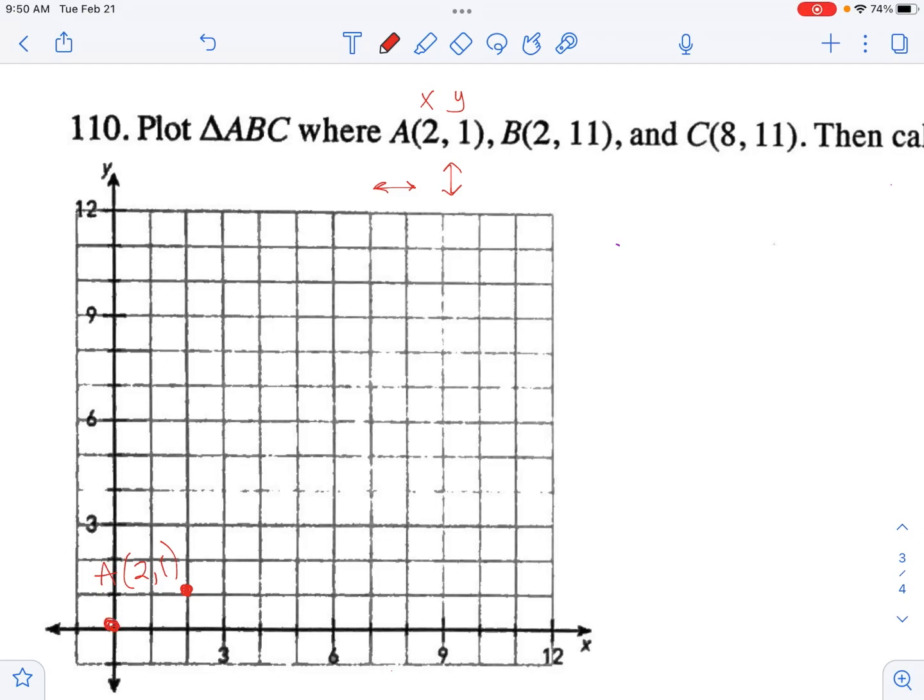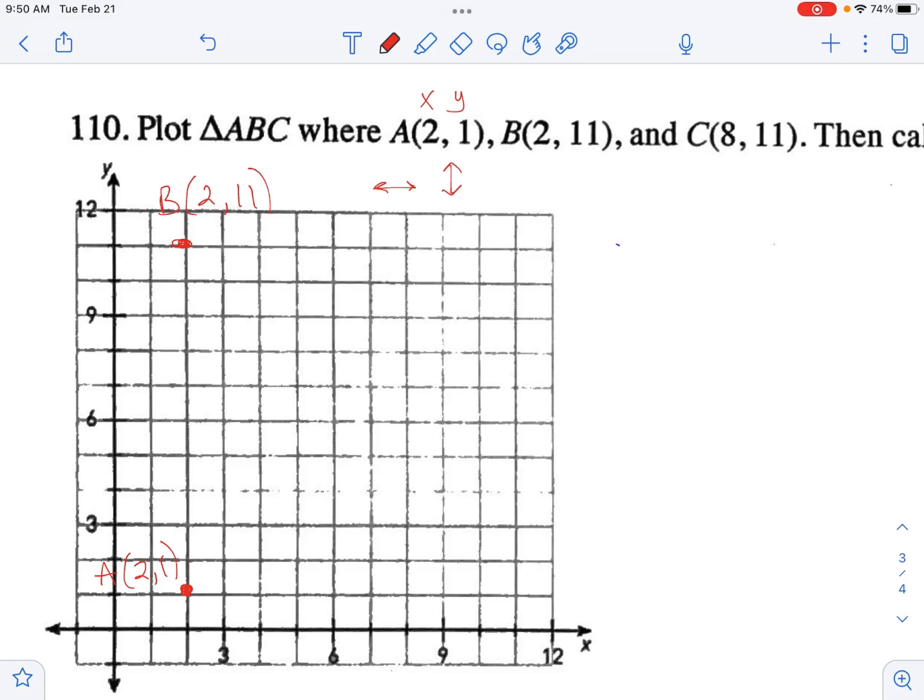So once again, we're going to start at the origin right here, and then I'm going to go 2 to the right, and then up 11. 1, 2, 3, 4, 5, 6, 7, 8, 9, 10, 11, which would be this spot. So that's my B. And once again, I like to label my points.